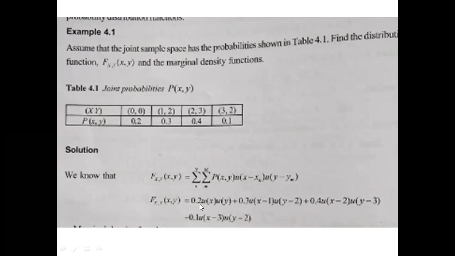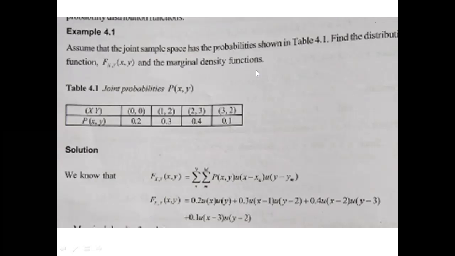As we did previously, in the same way we are doing this problem also. Here we are having two random variables, that's why we are getting u of x, u of y, u of x minus 1, u of y minus 2, like that. Do you understand this? F_XY of x, y. So one required value is completed.